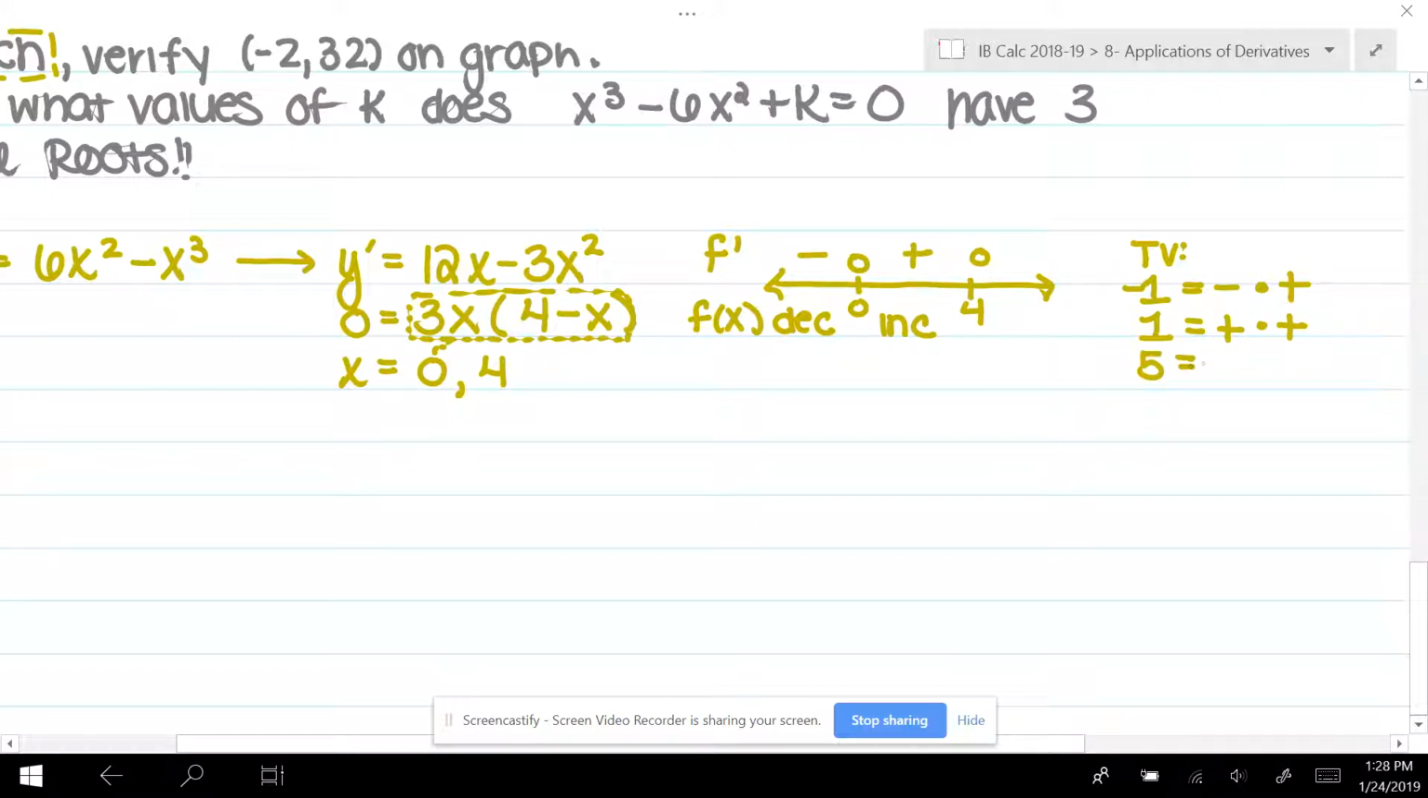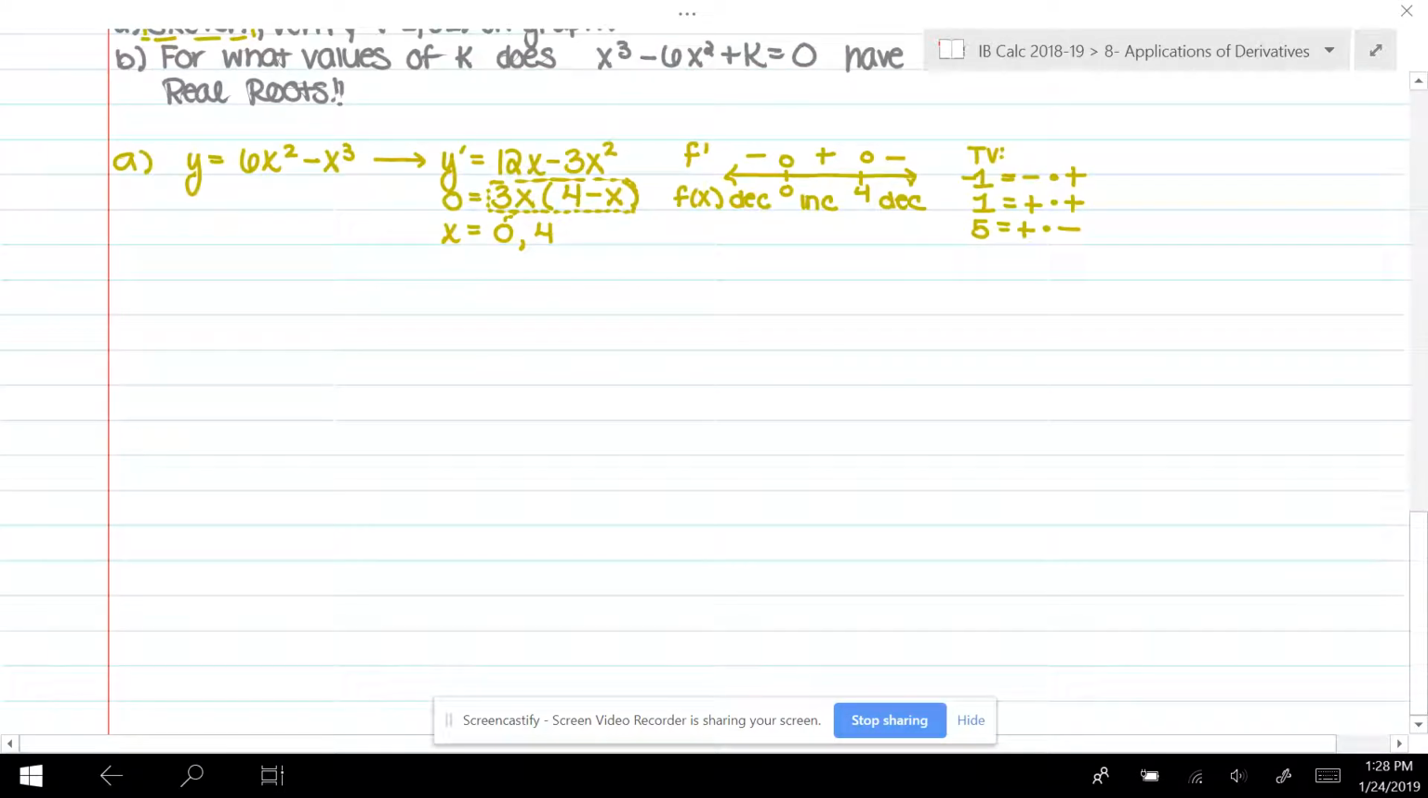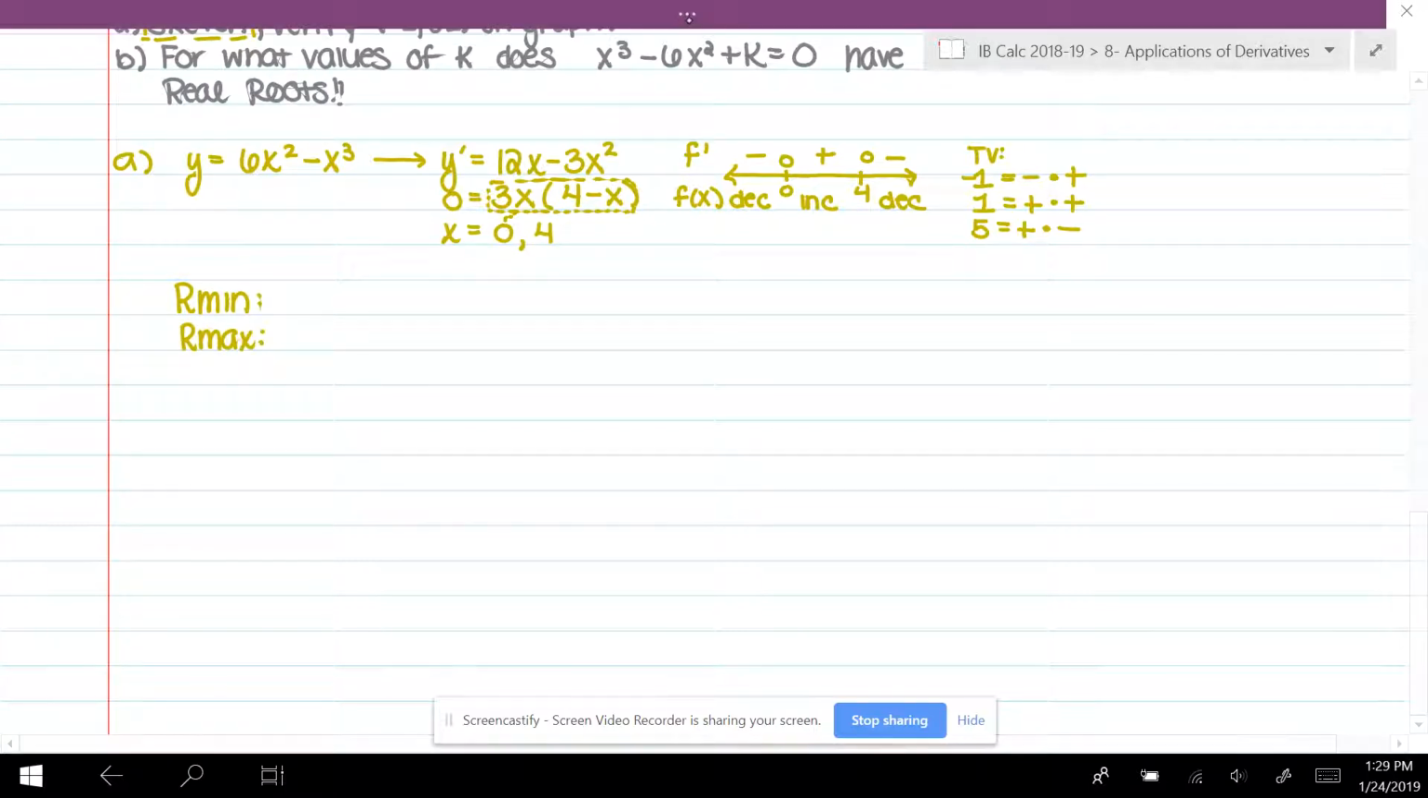And last but not least, if I sub 5 in, it'll be a positive times a negative, which gives me a negative. Oopsies. I like this gold color. I can't believe I've never used this before. So if I wanted to write out the intervals of increasing and decreasing, I can, but if my end goal is to graph him, it's more important that I know where my relative minimums are and where my relative maximums are. And that's going to come from that number line.